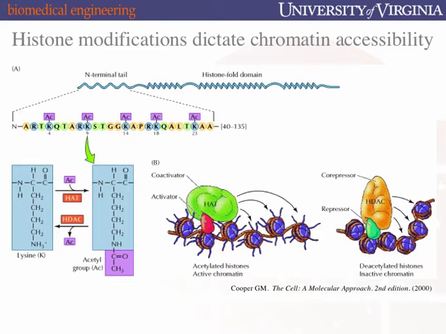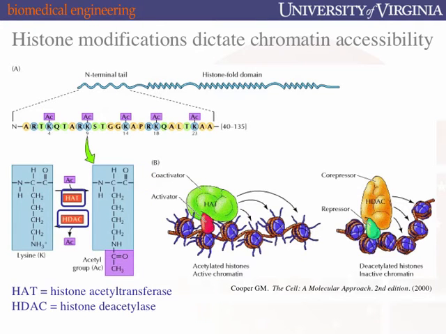So the N-terminal tail is not in that octamer core, and it has a number of amino acids on it that can be modified post-translationally. One of the modifications is acetylation on lysines. Lysine acetylation changes the charge from a positive charge to neutral, which will eliminate the attraction between those histone tails and the rest of the DNA that would ordinarily cause condensation of those nucleosomes.